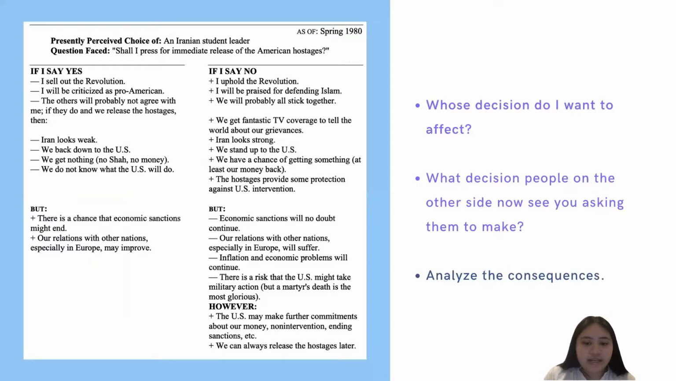So in this slide, you can see an example of how you can look for interests. You should ask whose decision you want to affect, what decisions people on the other side see you asking them to make, and then you should analyze the consequences on how it impacts your interests and also how it impacts your group's interests. So that is it for my part. The next part will be explained by my colleague Devin.